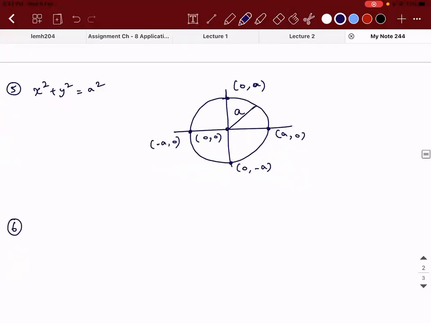Then you have x square plus y square plus 2g... Okay, this and all will not be asked, don't worry. Let me not complicate it. This is with respect to circle.